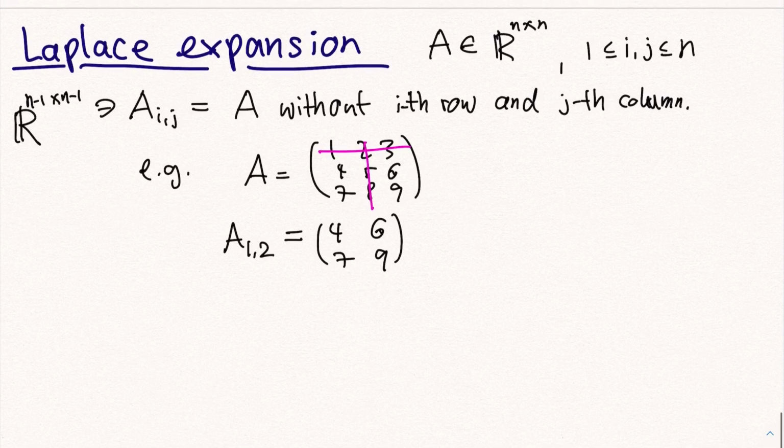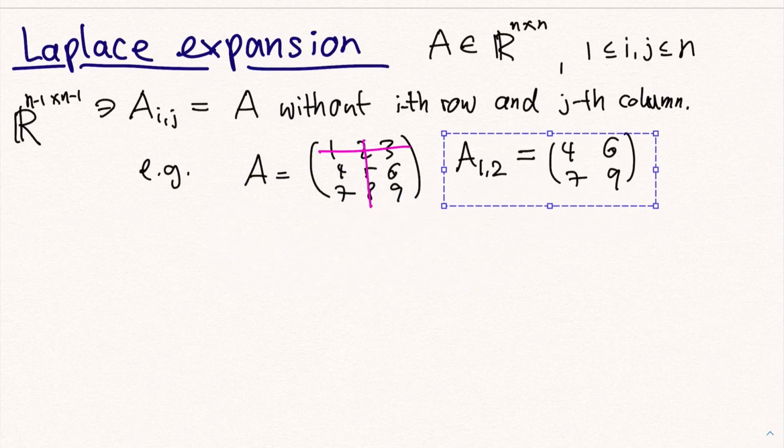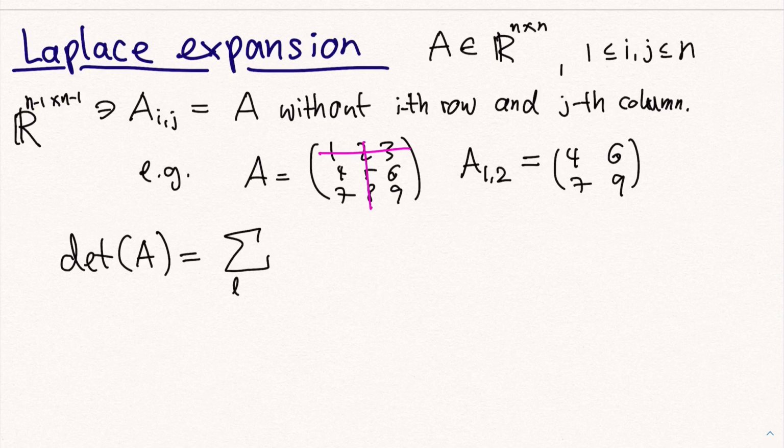And then the statement of this Laplace expansion is the following. So then the statement is that the determinant of A, what I can do, so there are now two versions. I can expand along a column or along a row. And so, for example, I can expand along the ith row.